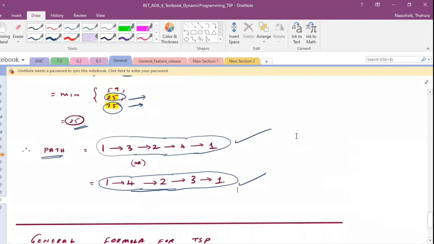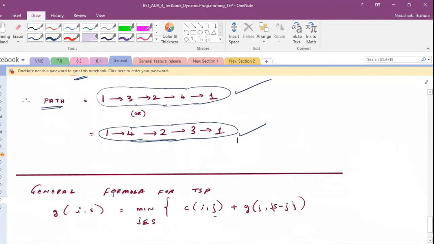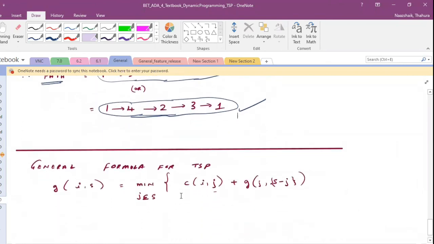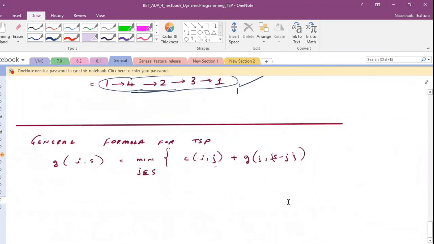And one last thing. Now I can tell you what the generic formula is. Because if I had told you this formula before, it would have been very hard for you to understand, right? Now that we have done these steps, we can understand what this formula means. It says there is a formula of going from vertex I using the set. So what it means is I have to go from I to 1, passing through whatever is in the set. That's what this means.